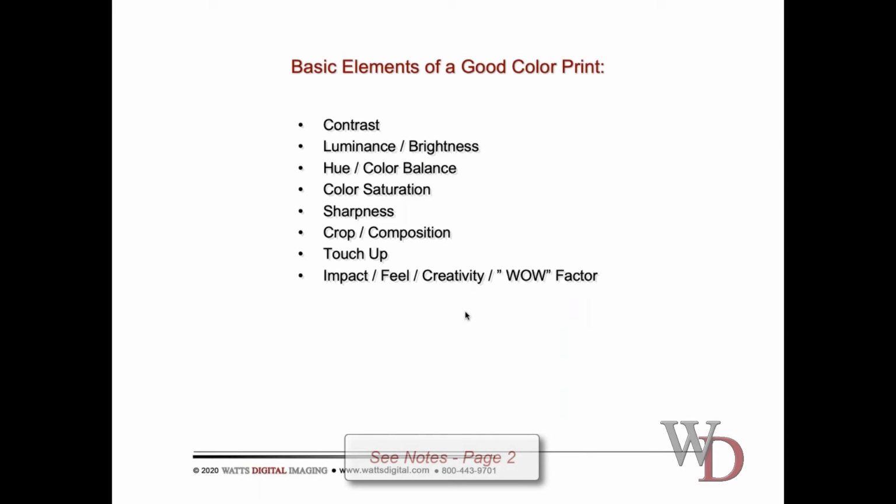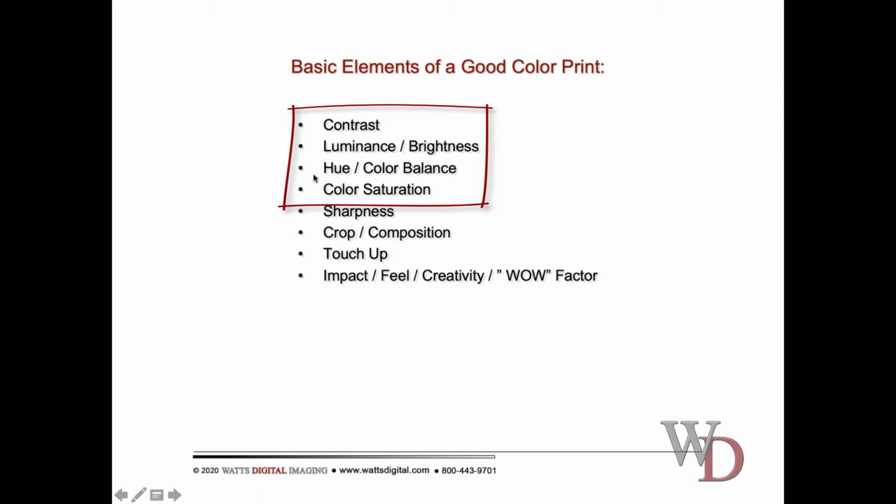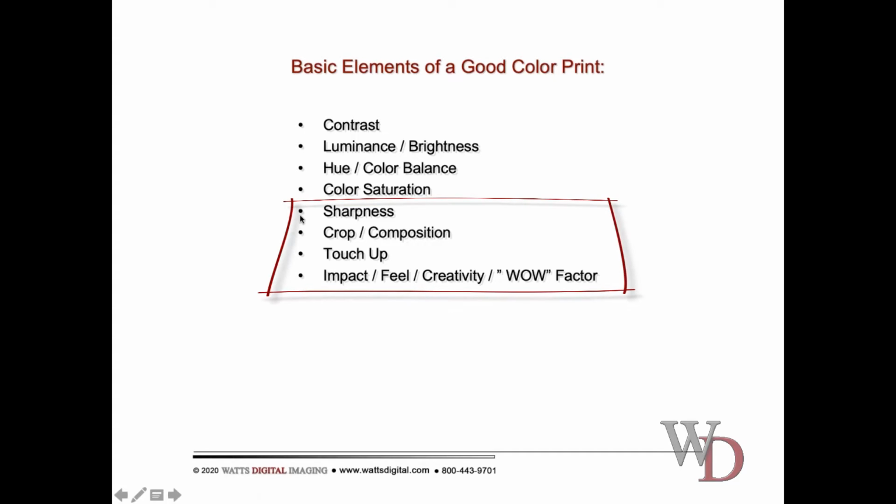The next thing on page 2 is the basic elements of a good color print. And these are the kinds of things that you want to keep in mind when you're building your image. So you're going to hear a lot of terms that we've kind of covered in past classes, such as contrast and luminance and brightness and hue, color balance and color saturation. We're not going to do much on sharpness or cropping tonight. We might touch, no pun intended, we might touch on touch up a little bit.